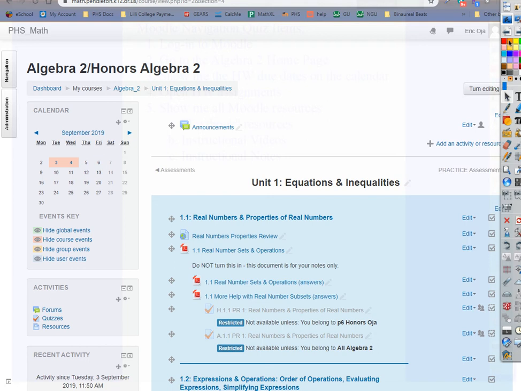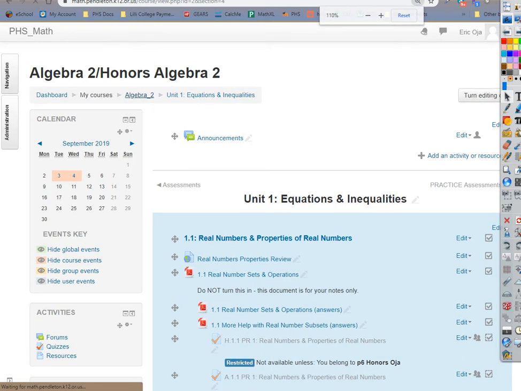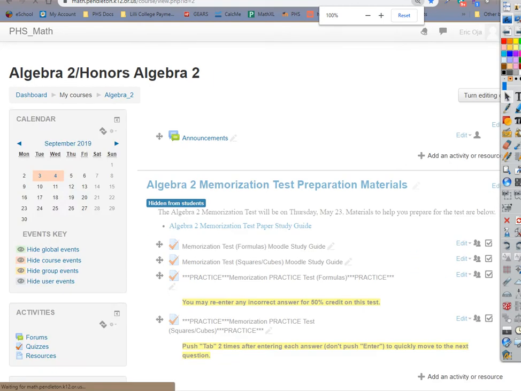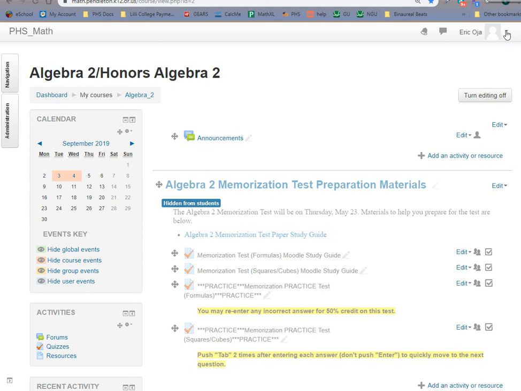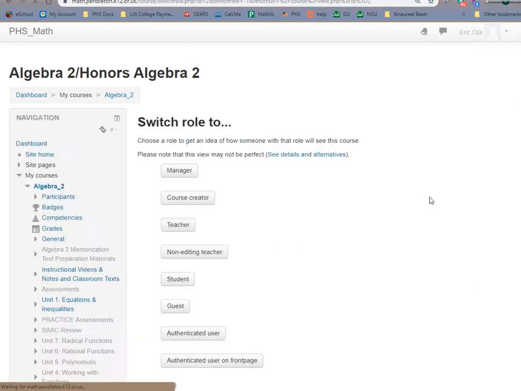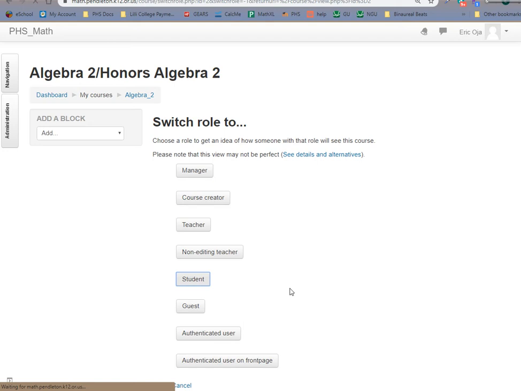Okay, so, in Moodle, you just go to the Moodle address, math.pendleton.k12.or.us. If you need to take any pictures of anything, do that. There's the web address if you need it. Hopefully you've got it bookmarked and you can find it. So you go there and you click on Algebra 2, and that takes you to the Algebra 2 homepage, which looks like this. And for you guys, it's going to look more like there's only really a couple things you can see. Okay, it looks like that.